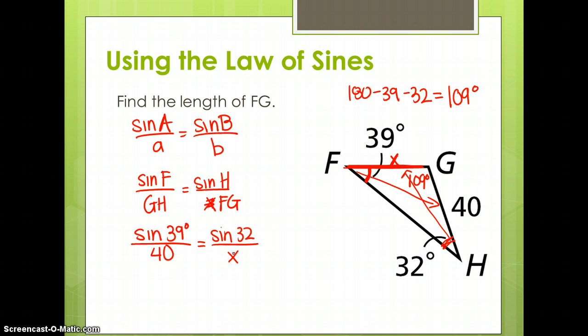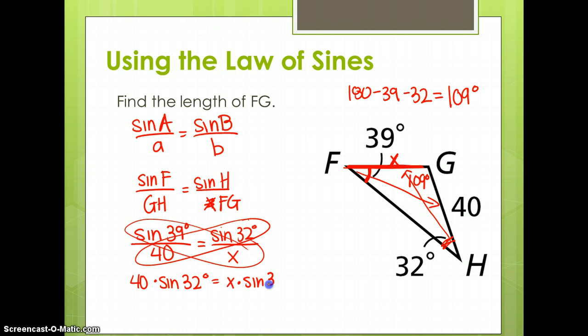Like what I showed you at solving sine, cosine, and tangent in general, we want to use cross multiplication to solve for the missing piece. So we set up sine of the angle over the opposite side, two different angles, two different sides, and now all we have to do is cross multiply. So 40, and I'm going to wait to type all this in until the end, 40 times sine of 32 degrees on one side, and x times sine of 39 degrees on the other side. So how do we get x alone? Well, divide by sine of 39 degrees on both sides.